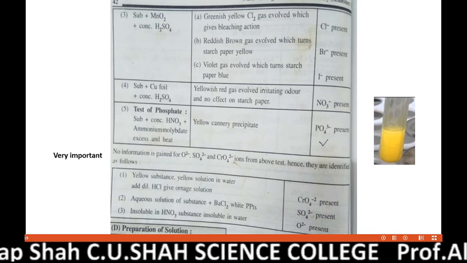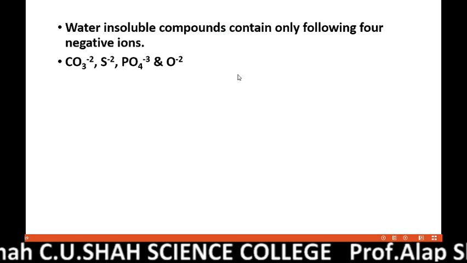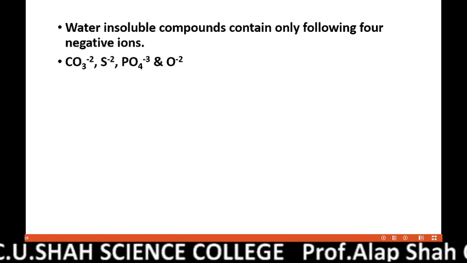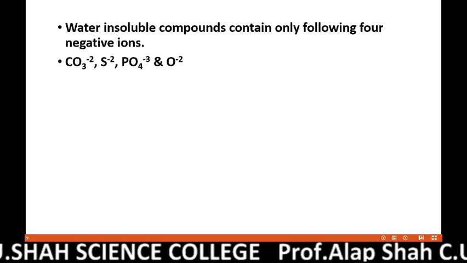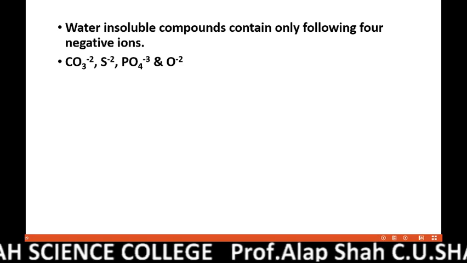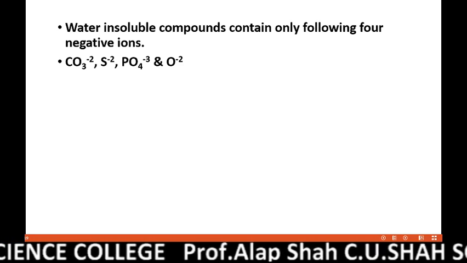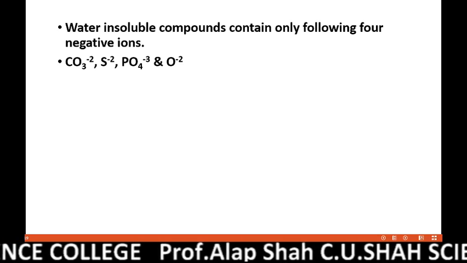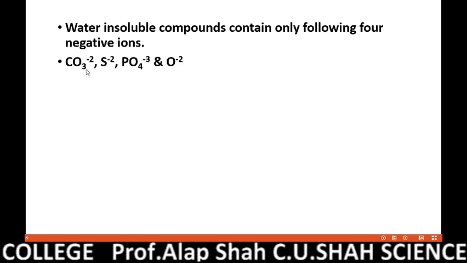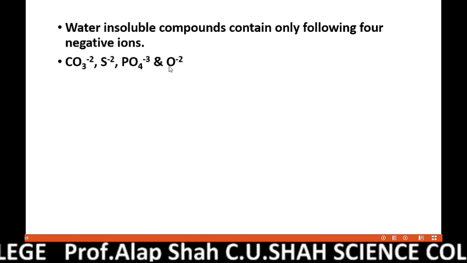They are new for you. One more very important point I want to share with you. Always remember that if your compound is water insoluble, how will you know that? You check the water solubility in the primary test. If the compound settles at the bottom of the test tube, then it is water insoluble. Then always remember that only 4 negative radicals may be present. Which 4? Carbonate, sulfide, phosphate and oxide.